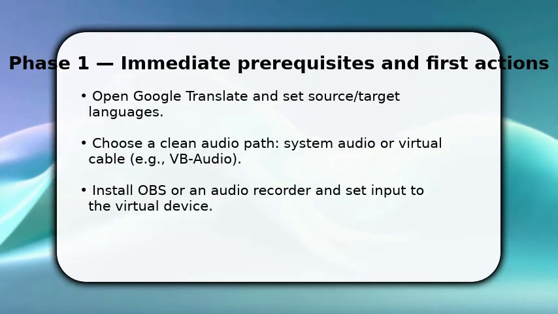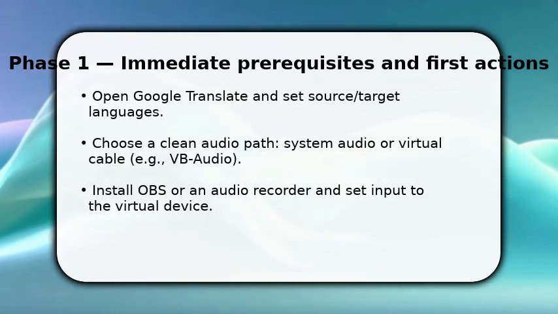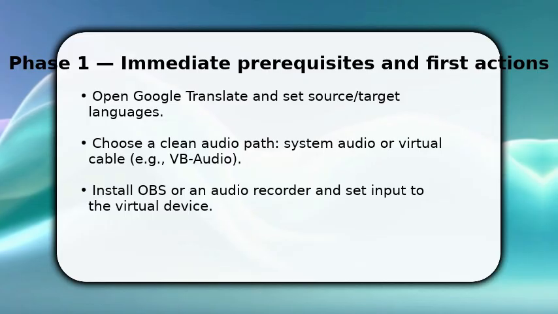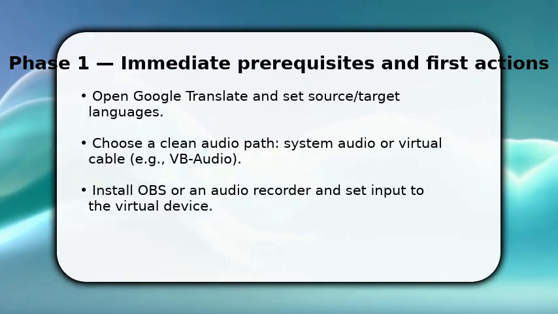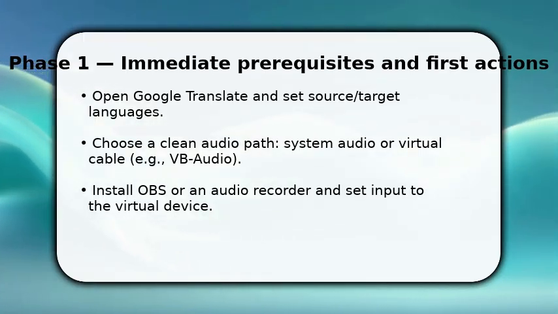You begin by routing sound. Use a virtual audio cable so system audio feeds your recorder directly. Once done, set Google Translate to the phrase and voice you want. Next, open OBS or a digital audio recorder and pick the virtual cable as the input device. This avoids background noise and echo.